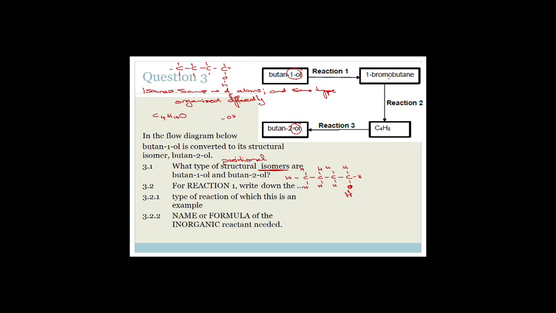Now we're going to 1-bromobutane. Okay, so what are we changing to? We're changing to 1-bromobutane. So it's going carbon, carbon, carbon, carbon, bromo. Hydrogen, hydrogen, hydrogen, hydrogen, hydrogen, hydrogen, hydrogen, hydrogen. Okay, so do you agree that the only thing that's changed from this structure to that structure is that the hydroxyl has been replaced with a bromine?